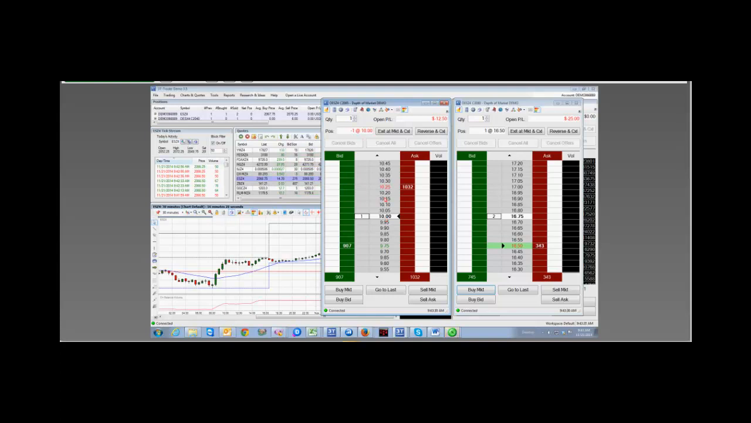Now, let's reverse this. I'm going to exit the market here, cancel, exit market and cancel. So I'm going to get out of this. Let's now reverse this.